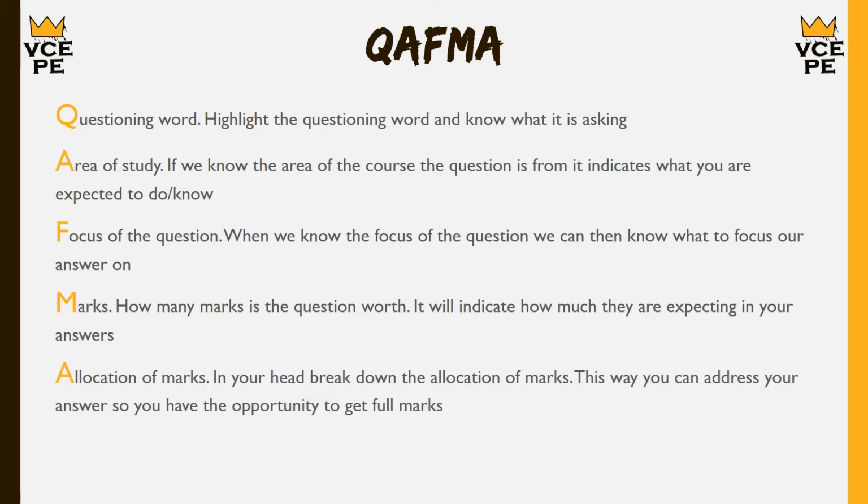The last bit is the allocation of marks. As I mentioned before, something might be worth 4 marks, but you need to earn those marks somehow. So it might say list and describe 2 fitness tests. When we're talking about allocation of marks, you're going to get 2 marks for listing 2 different tests. You're then going to get a mark each for describing those tests. And that's how those marks are allocated.